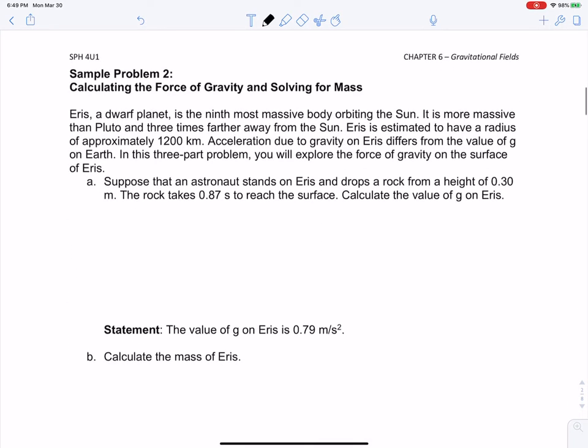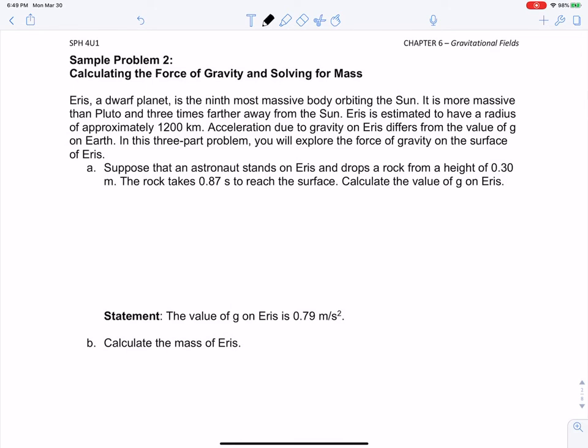Let's try sample problem number 2. Eris, a dwarf planet, is the 9th most massive body orbiting the Sun. It's more massive than Pluto and 3 times farther away from the Sun. Eris is estimated to have a radius of approximately 1,200 kilometers. Acceleration due to gravity on Eris differs from the value of g on Earth. In this 3-part problem, you will explore the force of gravity on the surface of Eris.